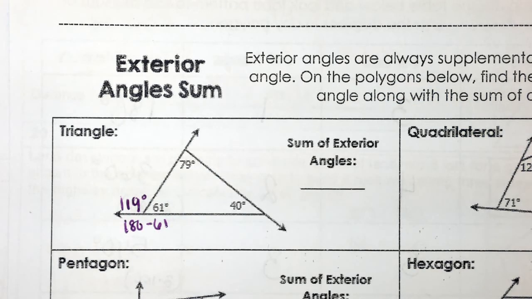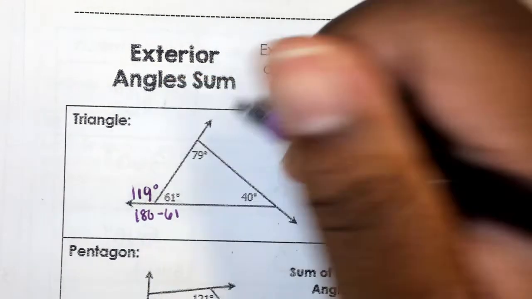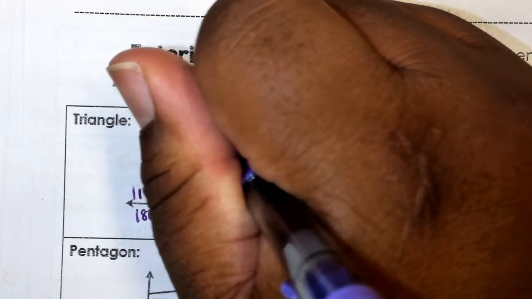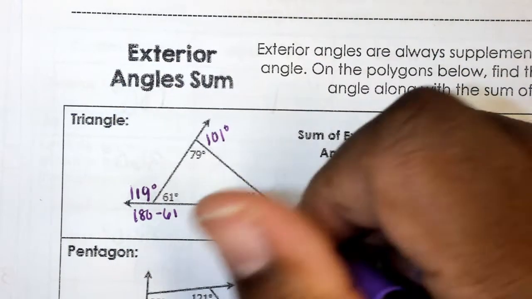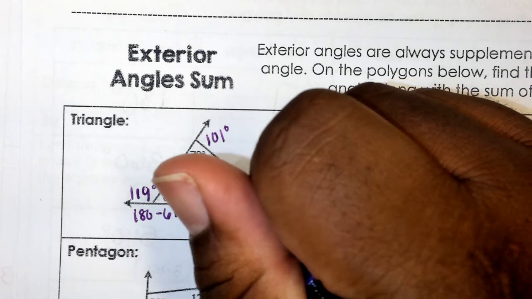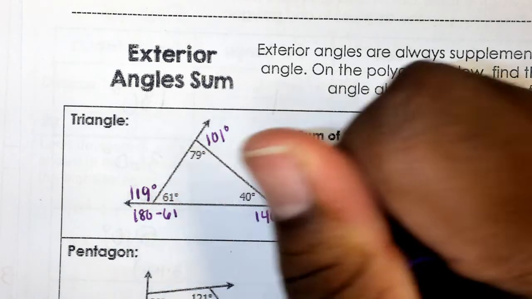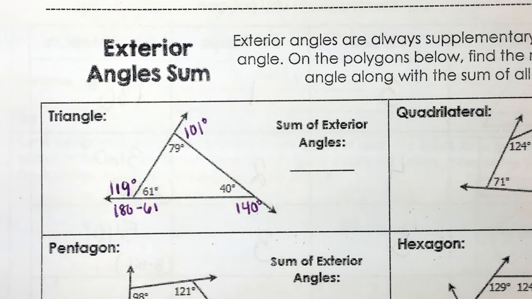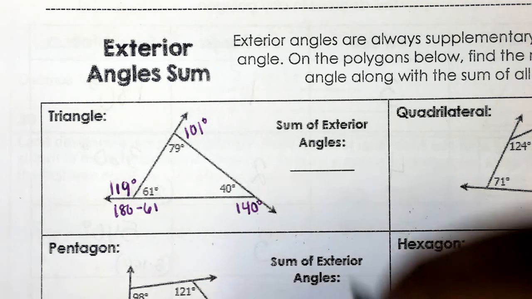All right, on 79, what's the exterior angle next to it? 101. 40. 140. Now, Robert, I need all three of those exterior angles added together. I need to know what they are. 360.